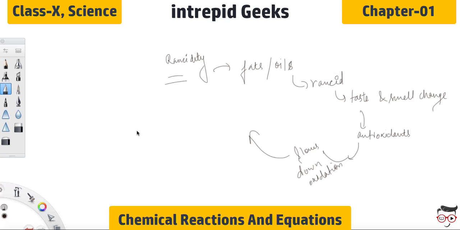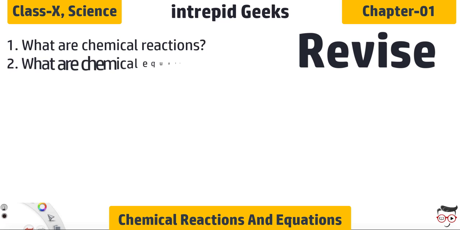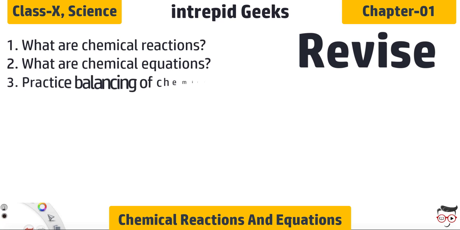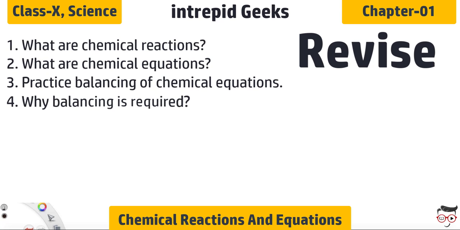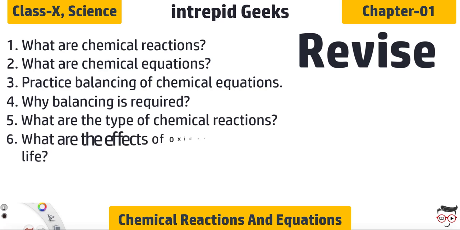So students, this is the end of the chapter. In this whole chapter, we have studied a lot of things, starting with what are chemical reactions, what are chemical equations, how they are balanced, why balancing is required, what are the types of chemical reactions which can be formed by breaking and forming of new atoms, exchanging of ions, and what are the effects of oxidation that can be observed in everyday life. These all are some important concepts which we have studied in this chapter.